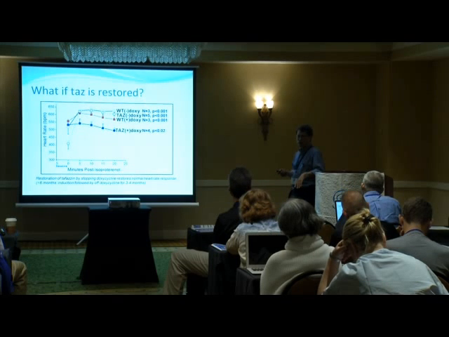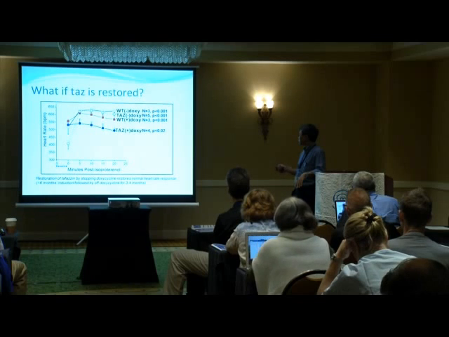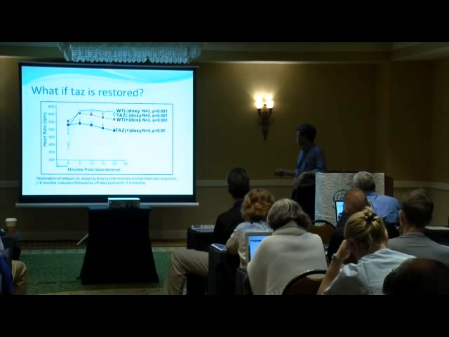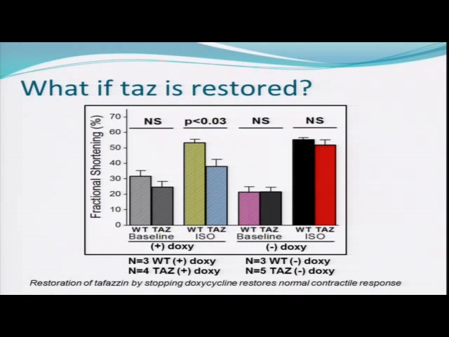The other question that would be important to ask, especially if we're looking at gene therapy, is, well, what if we restore tafazzin? What if we stop the doxycycline and presumably restore tafazzin and therefore cardiolipin? Are these hearts irreversibly damaged, in other words? If we look here, this is actually an old slide from a couple of years ago. We induced these mice for greater than 6 months, and then we took them off the doxycycline for 3 to 4 months. And the bottom line is, here's the off kinetics, and the tafazzin knockdown mice have a restored heart rate response to stress echo, and they have a restored contractile response under stress echo. So it looks like these hearts functionally go back to normal.